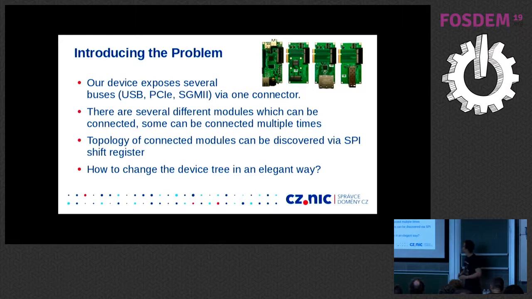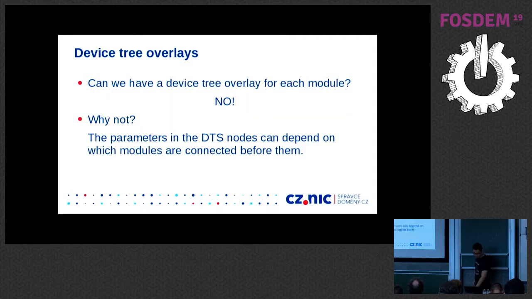For example, if I have a module for the fourth one for SFP cage, it's dependent on if it is on, for example, the third place, or if it is directly connected to the CPU module, because there are GPIOs on the SFP cage, and the GPIOs can be read via the SPI line, via which the topology is also read. So we can't use device tree overlays for this problem.